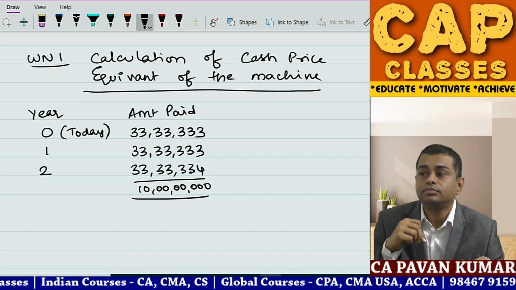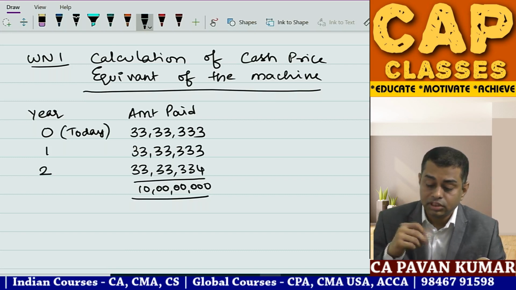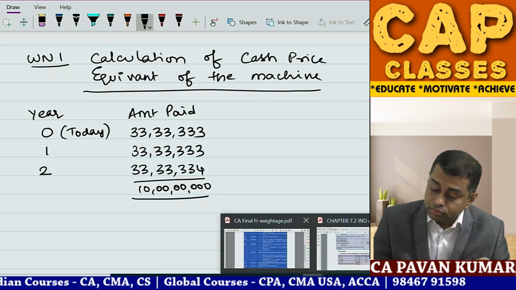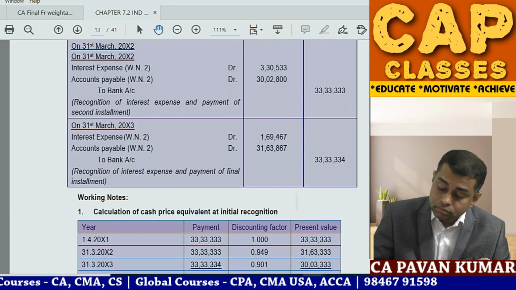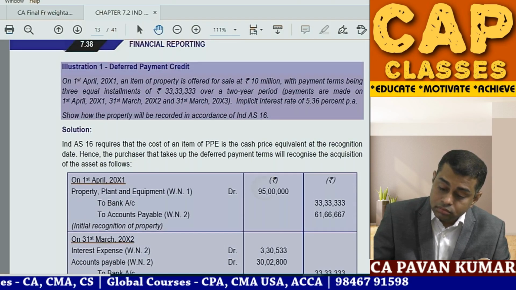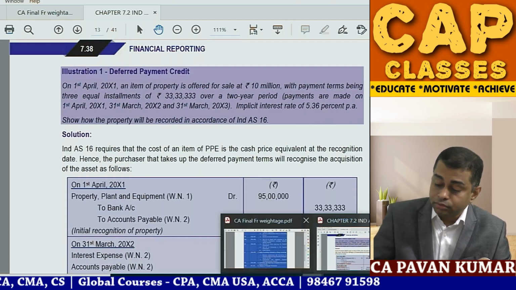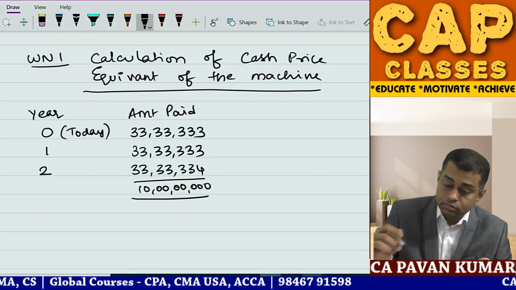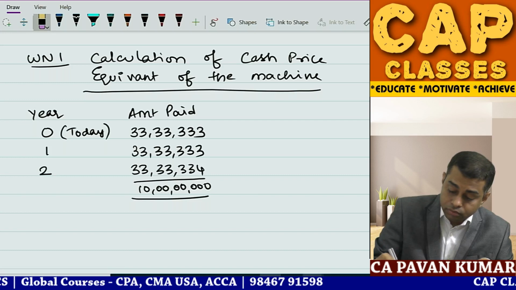Total 10 crores. 10 crores or 1 crore? $10 million means 1 crore. Okay, so it is not 10 crores, it is 1 crore.